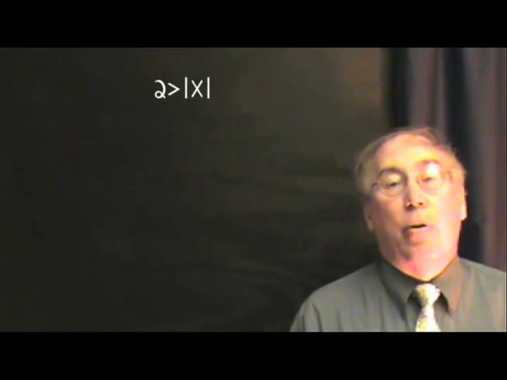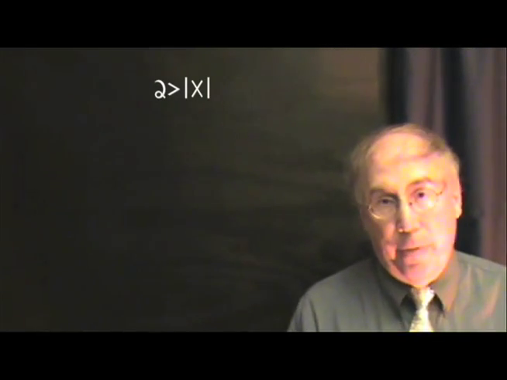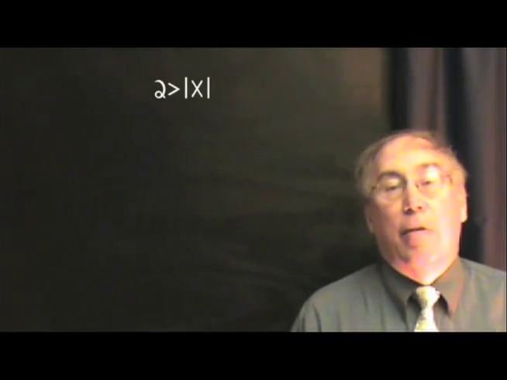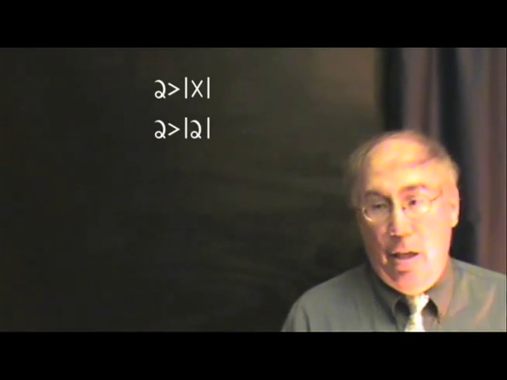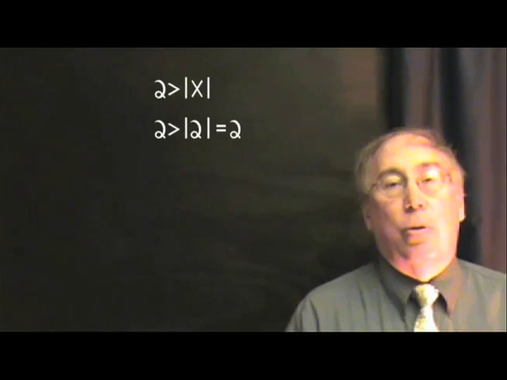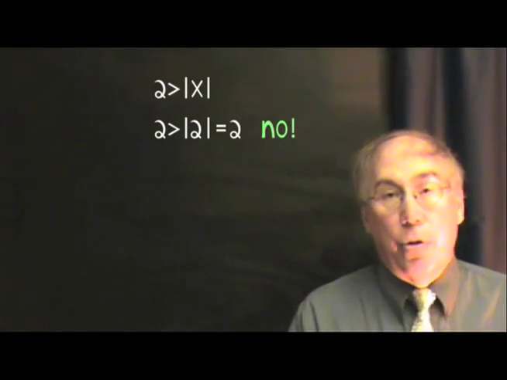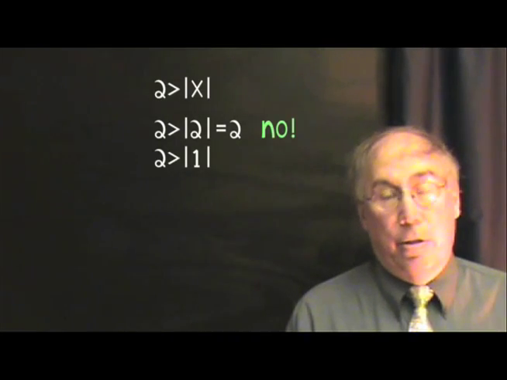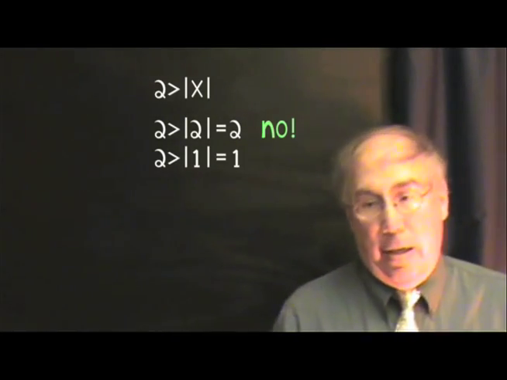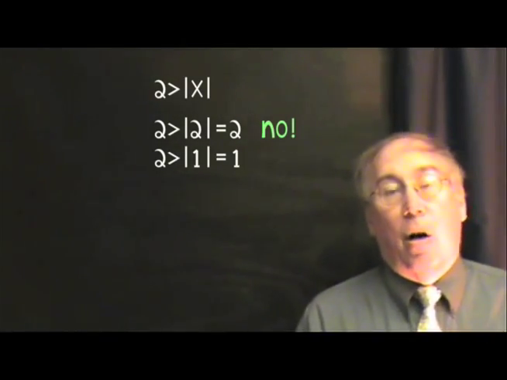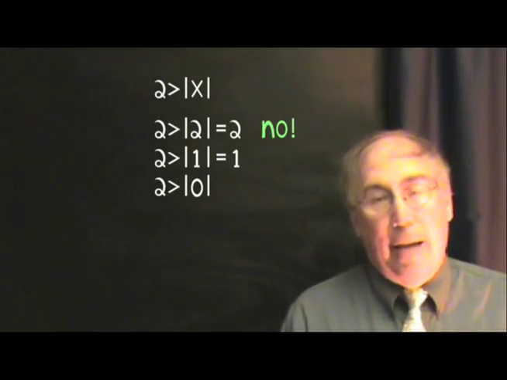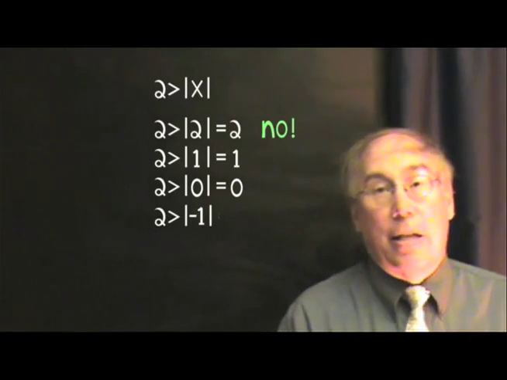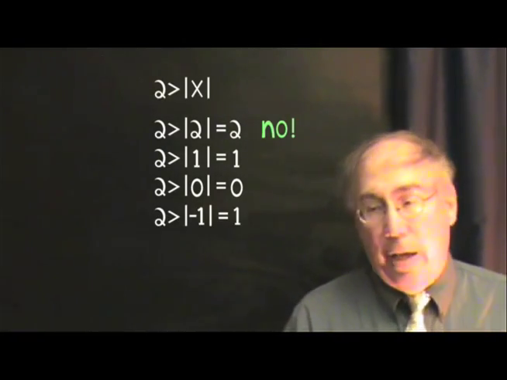The absolute value of x less than 2. Now, let's see what happens in this situation. Let's put in values for x. For instance, let's put in 2. The absolute value of 2 is 2, and 2 is not less than 2. So that doesn't work. So let's put in a 1 for x, and we'll get absolute value of 1 equals 1, that is less than 2. We put in 0, that's okay.